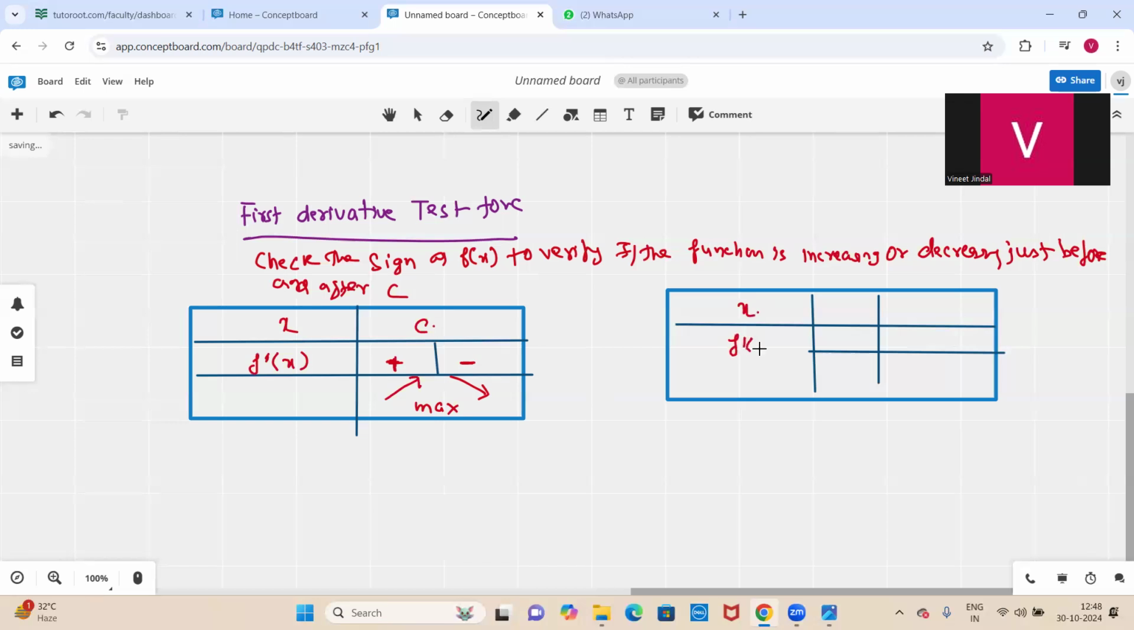Suppose you have a derivative. This is a critical point, and before the critical point, the derivative of the function comes out to be negative, and after the critical point, the derivative of the function comes out to be positive. So when it is negative, the slope goes down. When it is positive, the slope goes up. So this is called a point of minima.